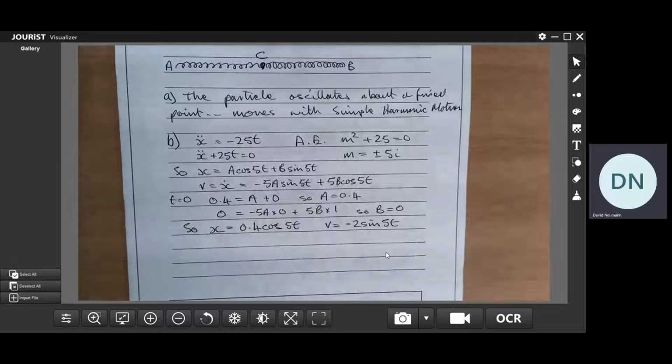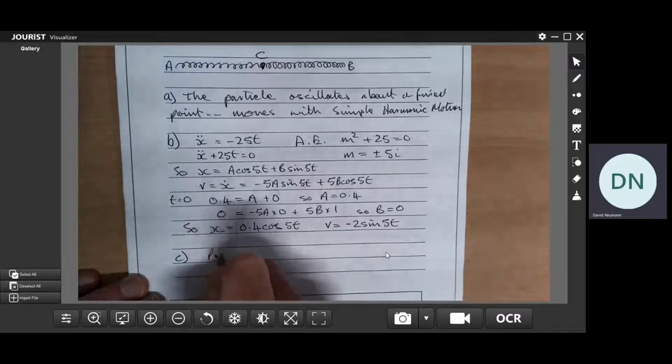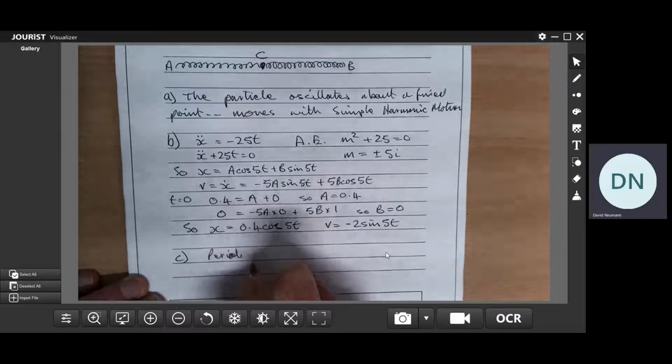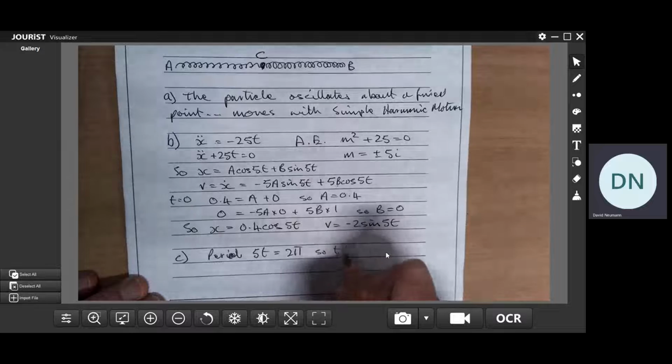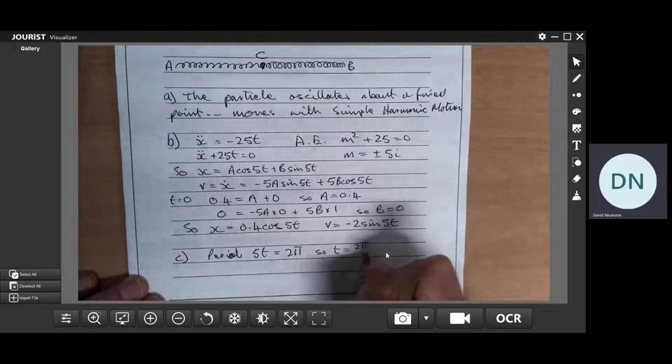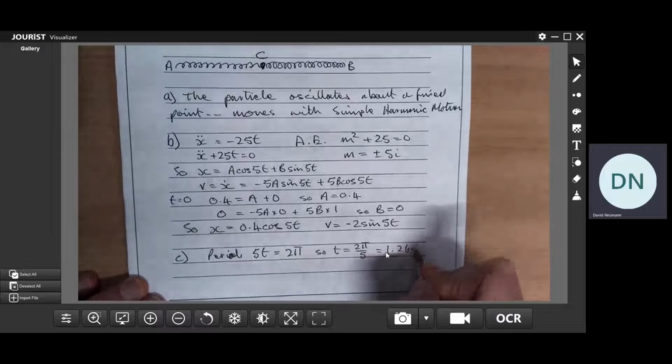Part C, state the period of the motion and calculate the maximum speed of P. Well, for C, period, we're going to write T, 5T is equal to 2 pi, so T is equal to 2 pi over 5, which is 1.26 seconds.